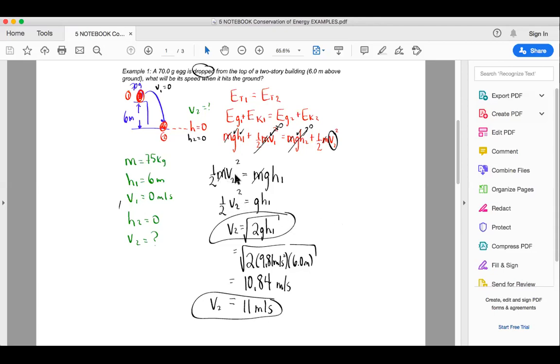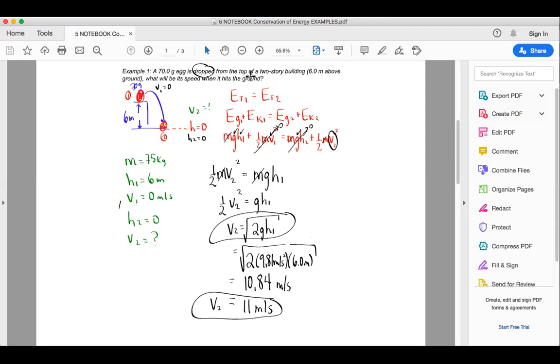So rearranging, isolating v2, we get v2 equals the square root of 2gh1. And we substitute in g and h. That means the only thing that determines the speed at the bottom of the 2-story building, the only thing we could have really changed, was the launch height. So if it was launched off of a 3-story building, it would have a higher speed at the bottom, which makes sense. We round to 2 significant figures because 6.0 was a number we used. Notice we didn't even use 70.0 grams, so we don't even consider that. And that is the answer.